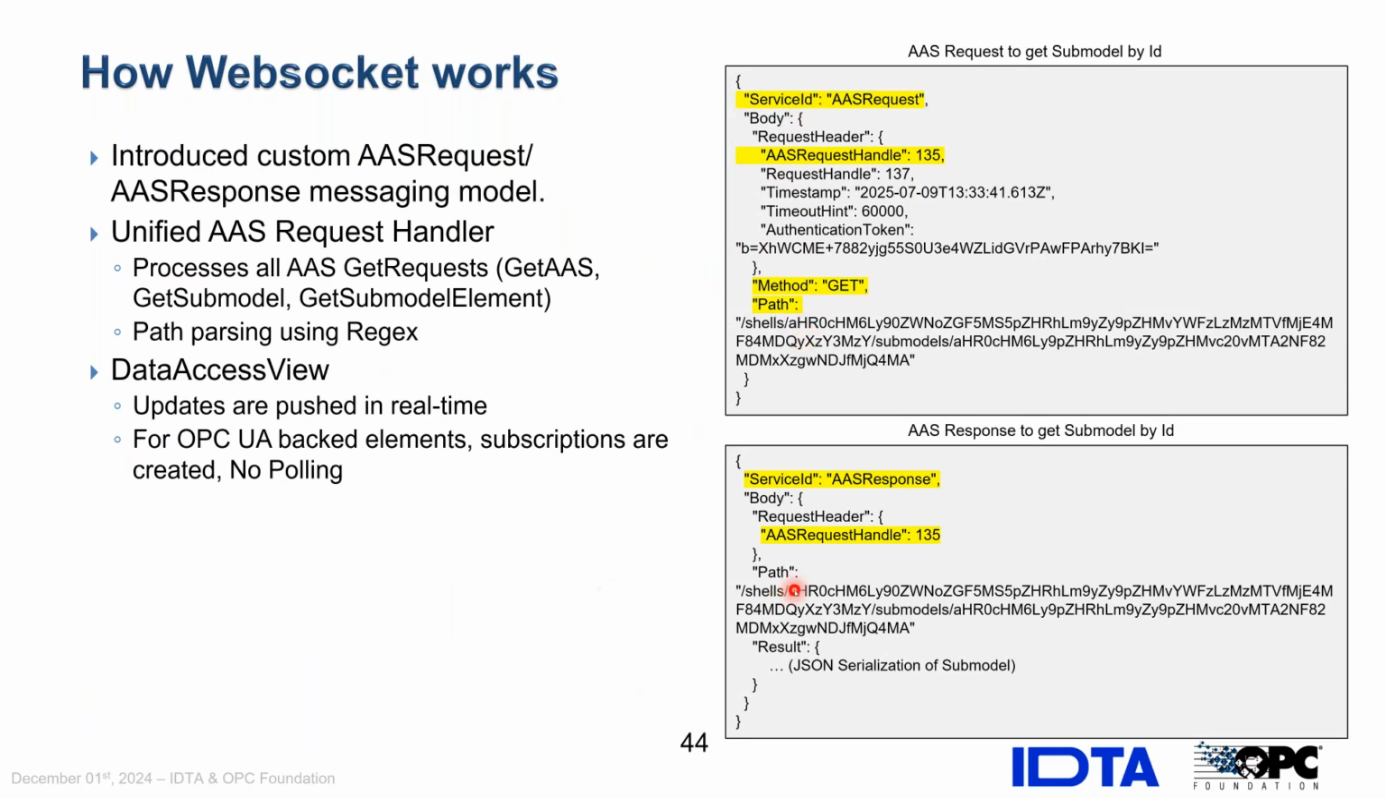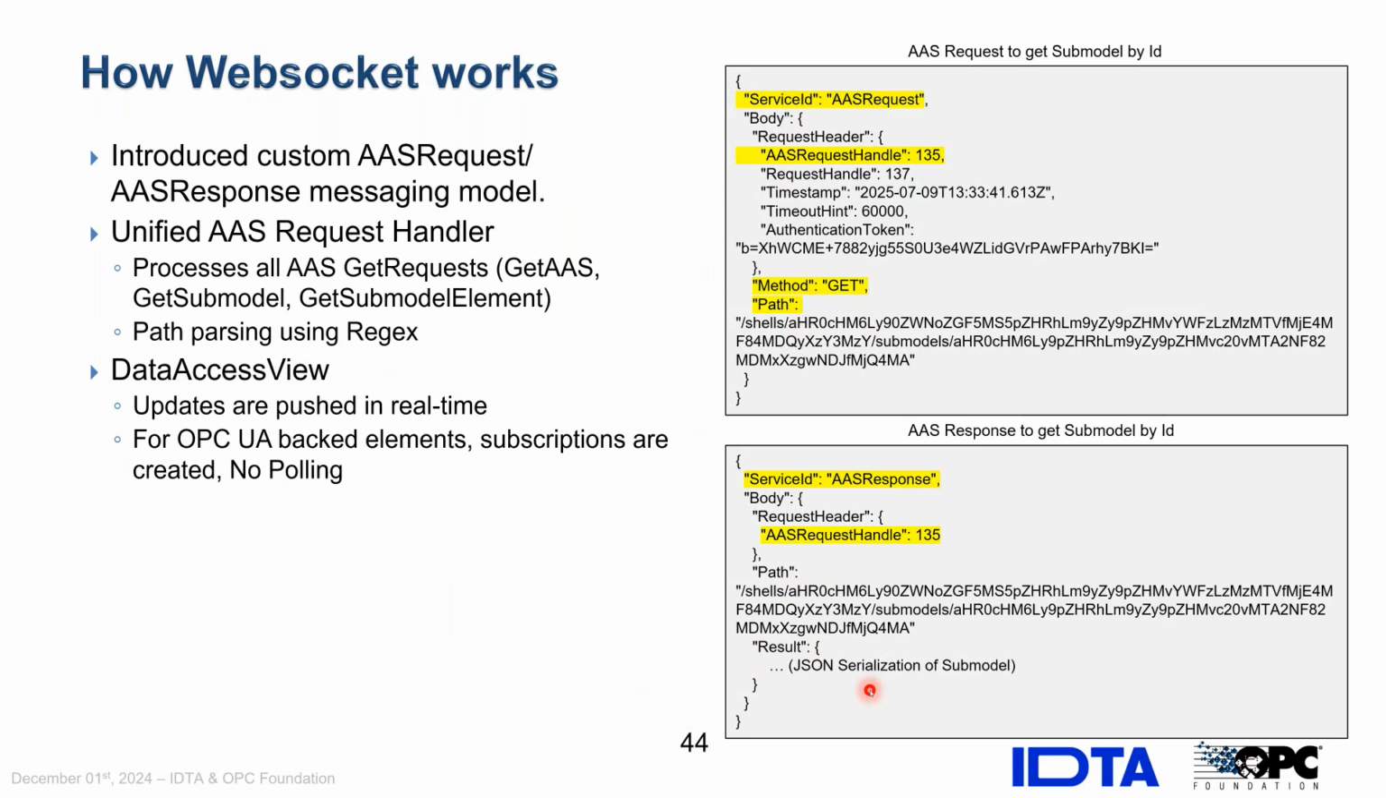Similarly, in the case of a response, in addition to the service ID, the request handle, the path, and so on, we have the additional attribute of result. This result consists of nothing but the JSON serialization of the requested resource. So this is how we handle the request and response in WebSockets.